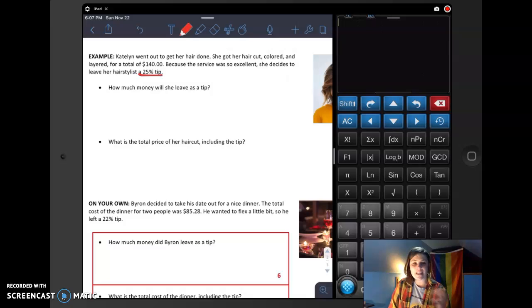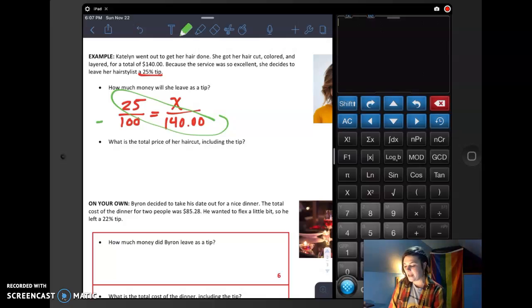So again, same scenario. We see a percent symbol, so we know that means over 100. And then the "of" is always the total amount. And we're trying to find, if 25 is out of 100, how much is it out of 140? And again, we're going to use our shortcut where we multiply the diagonals and then divide by the corner. 25 times 140 divided by 100 is equal to 35. So $35 is going to be the tip.